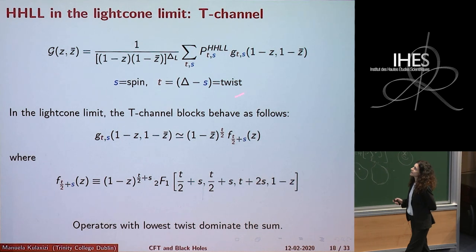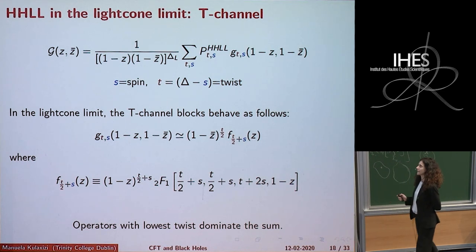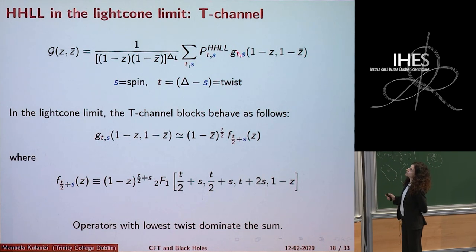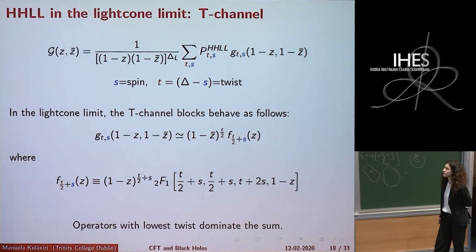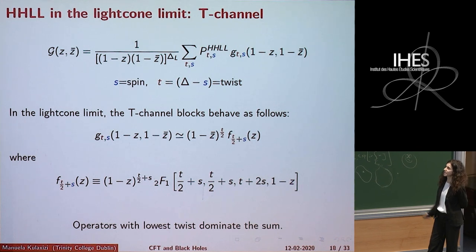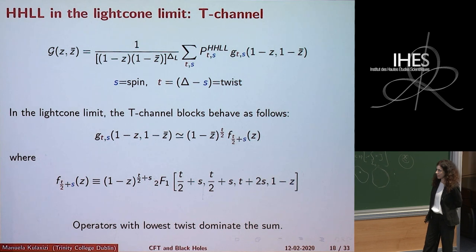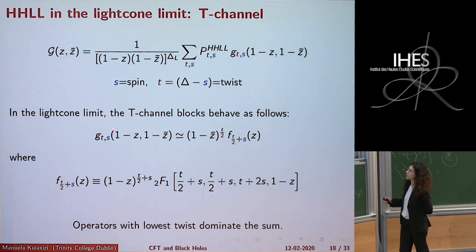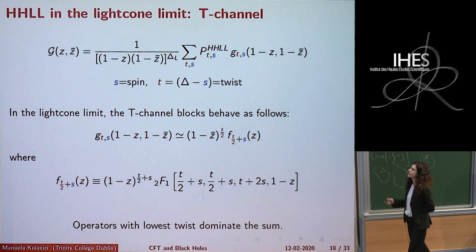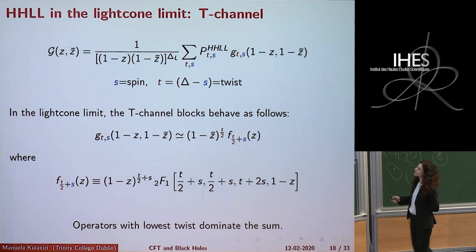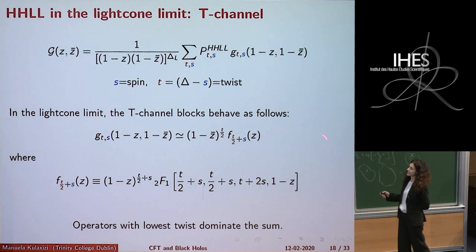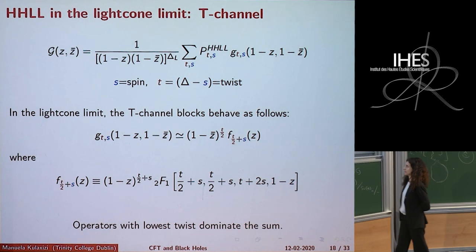If we use the OPE expansion to write our correlation function in terms of the T channel, we have this G, which denotes the blocks, and P, the product of OPE coefficients of our operators, and here by S and T, I denote the spin and the twist of the operators that contribute in this generically infinite sum. Now we are saying that we are going to study the correlator in some kinematic regime. This kinematic regime is the light cone limit, and in this case we see that the specific blocks behave like this. What I mean is that this is the leading term in an expansion in 1 minus z bar of the conformal blocks that we have.